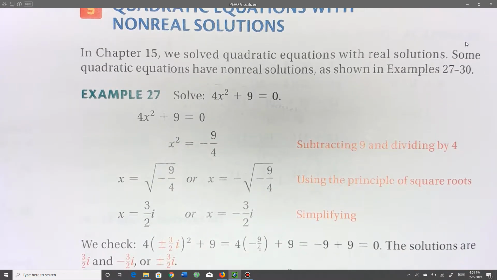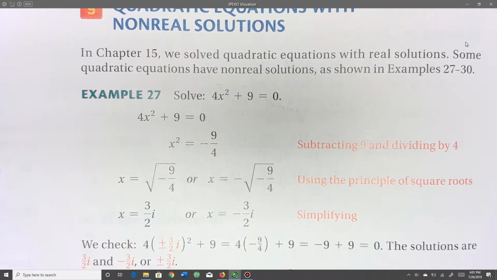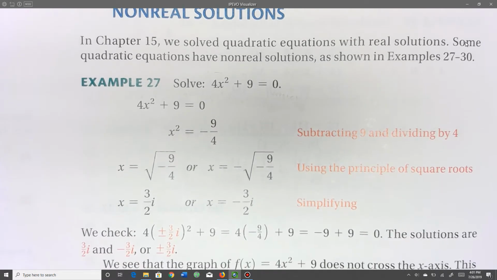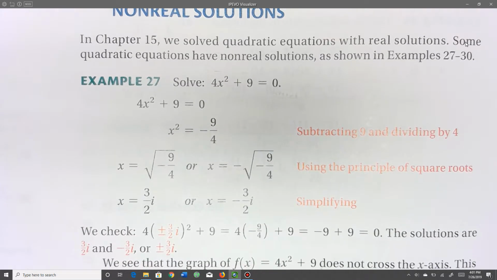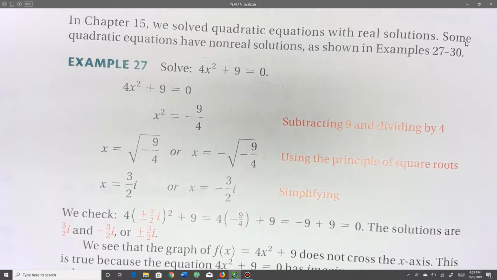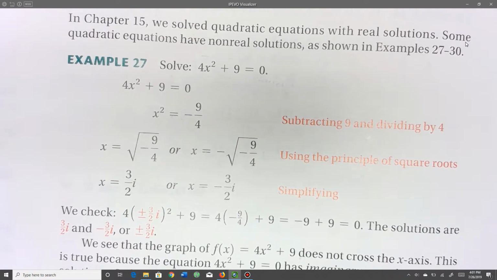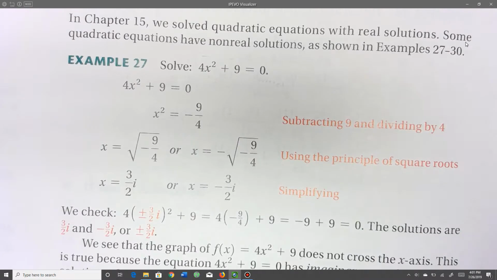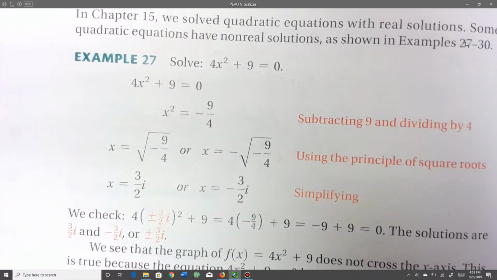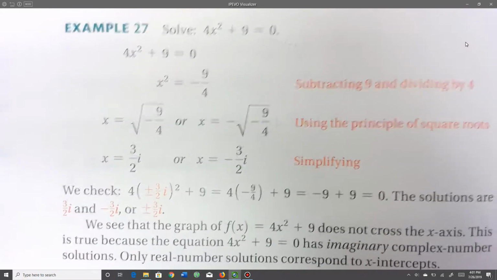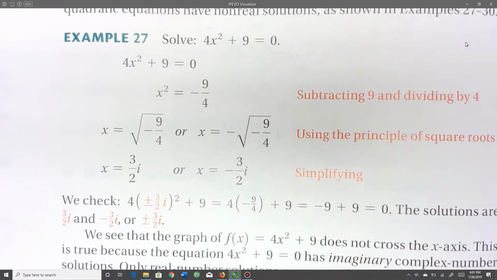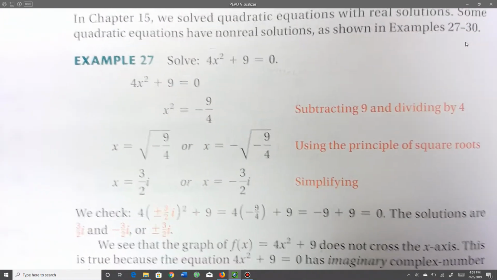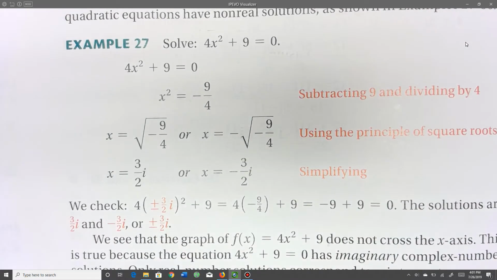And move on to objective G, which is about quadratic equations with non-real solutions. Well, all this means is that you're solving now. Remember that up until now we've been factoring, but we did solve a few times. But in this section, we are solving. So officially for the first time we are solving, okay?